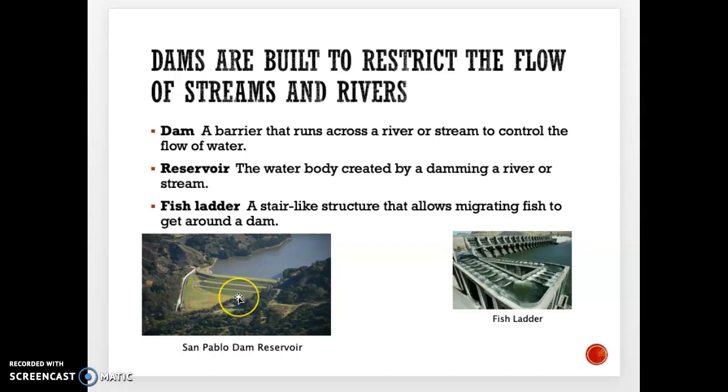So if there was ever a breach in this dam, there would be a huge amount, hundreds of thousands of gallons of water that would just go down and basically flood the cities of San Pablo and parts of Richmond until it met the San Francisco Bay. But this one's right in our backyard. It's kind of interesting.